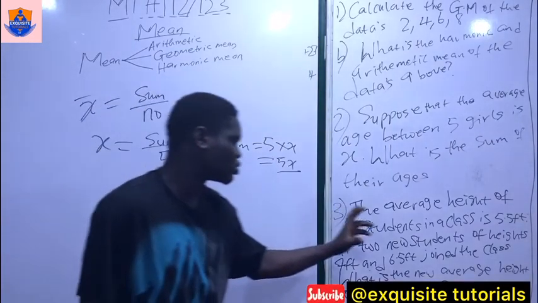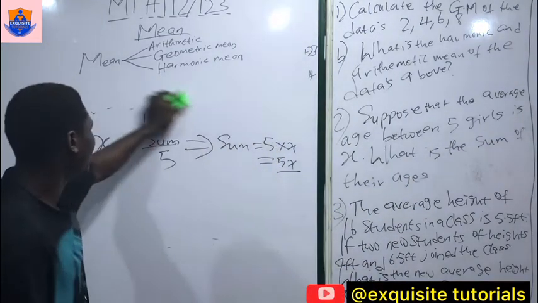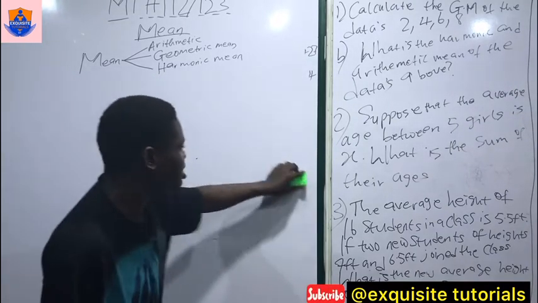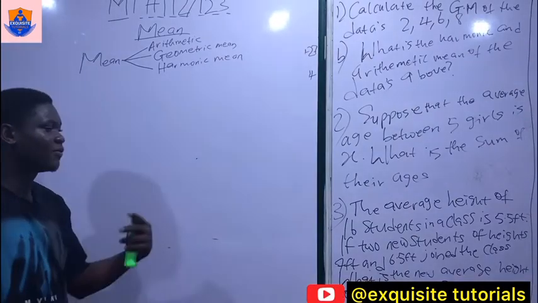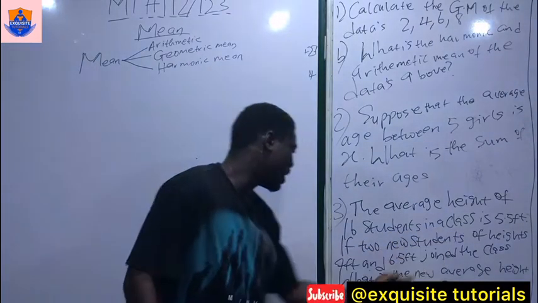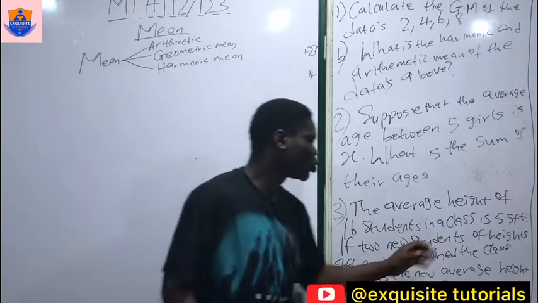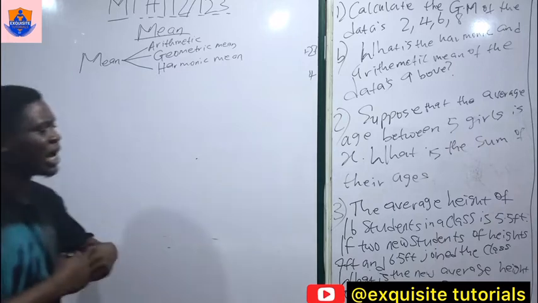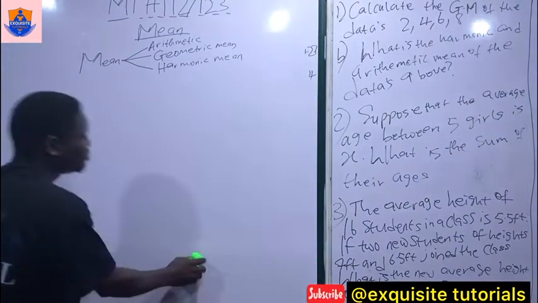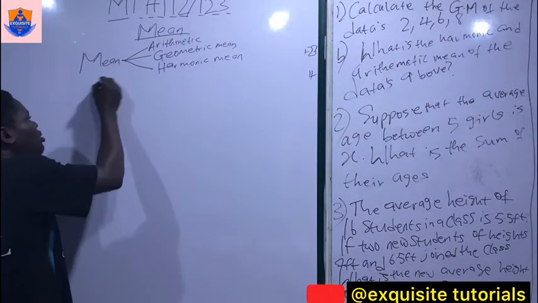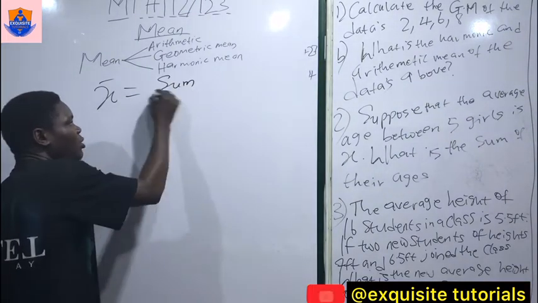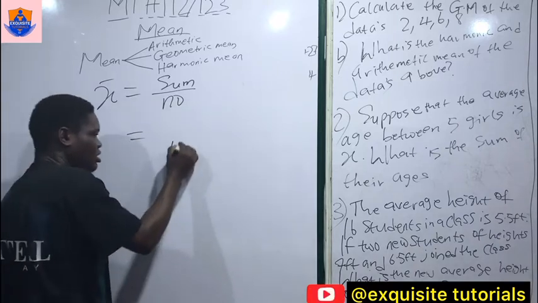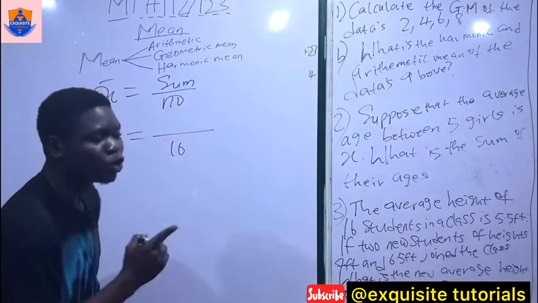The average height of 16 students in a class is 5.5 feet. If 2 new students of height 7 feet and 6.5 feet joined the class, what is the new average height of the class? Now the class had 16 students at first. Remember that the mean is sum of the heights all over the number of students.